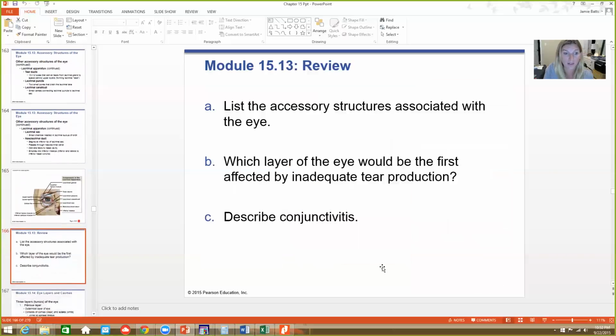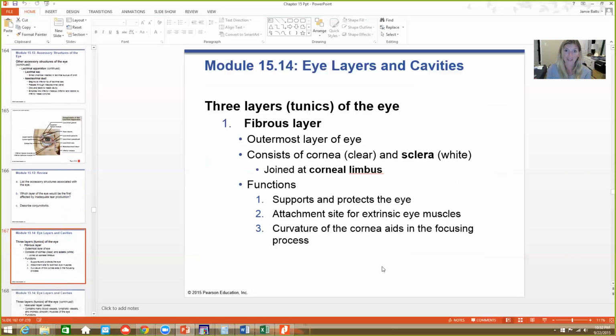You can pause the video here, go back and review. We're going to talk about the layers of the eye.